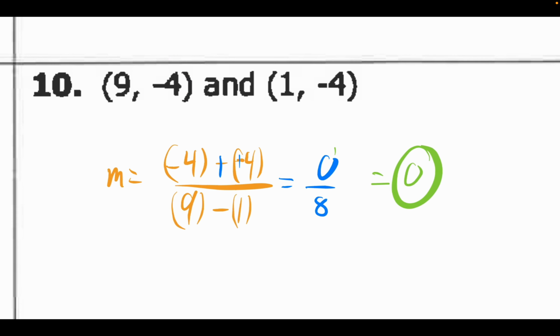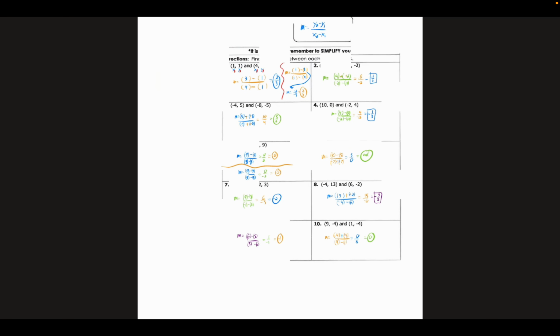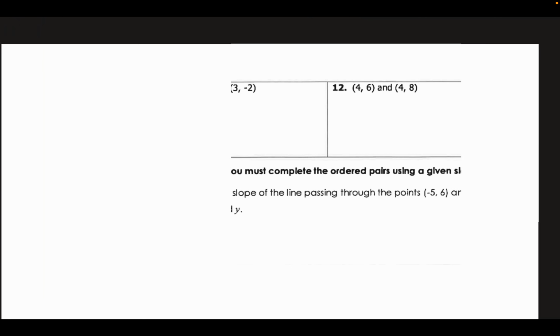Now, you can't just leave this as 0 over 8. You do need to finish simplifying that one. The only time you can leave it is if it's divided by 1. Moving on to our next page and our last page. How exciting here. Two more of these problems before I change to a slightly different type of problem.